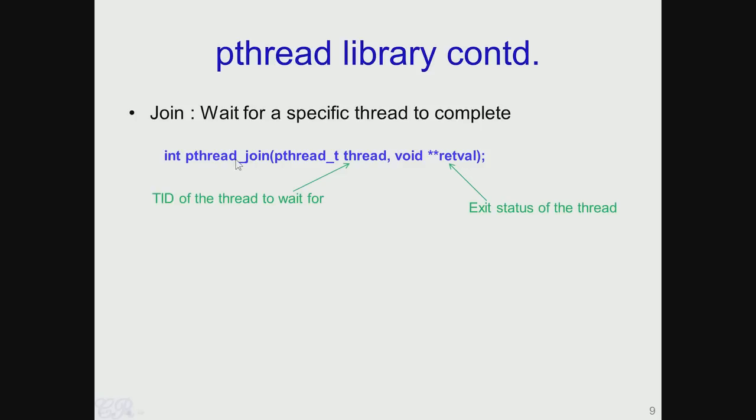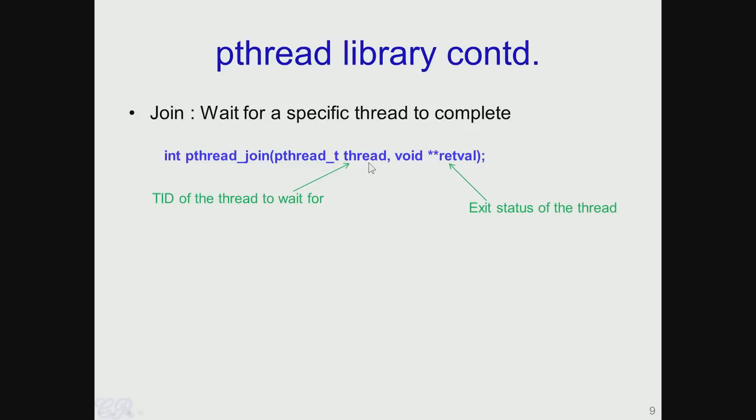In pthread_join, what is specified is the TID of the thread to wait for, that is the thread ID of the thread, and what is obtained here is the exit status of the thread. So, pthread_join will block the calling thread until the thread specified by this TID exits, and when that thread exits, then pthread_join will wake up and it will be able to read the exit status of the exited thread specified by the TID.